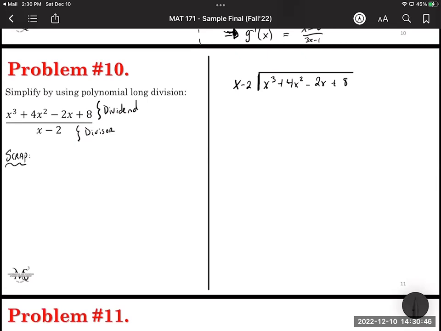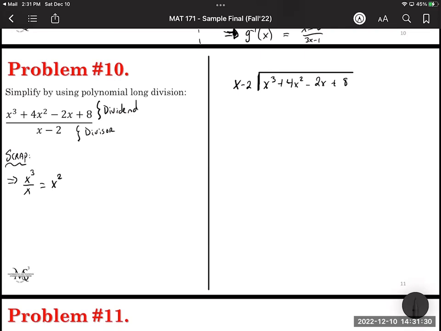And here's how this works. First of all, you want to ask yourself, how many times can the first term of your divisor go into the first term of your dividend? In other words, if I simplify x cubed over x, what would it be? That would tell us how many times x can go into x cubed. Can we simplify it? Yes. X cubed over x is going to be x squared. That's right.